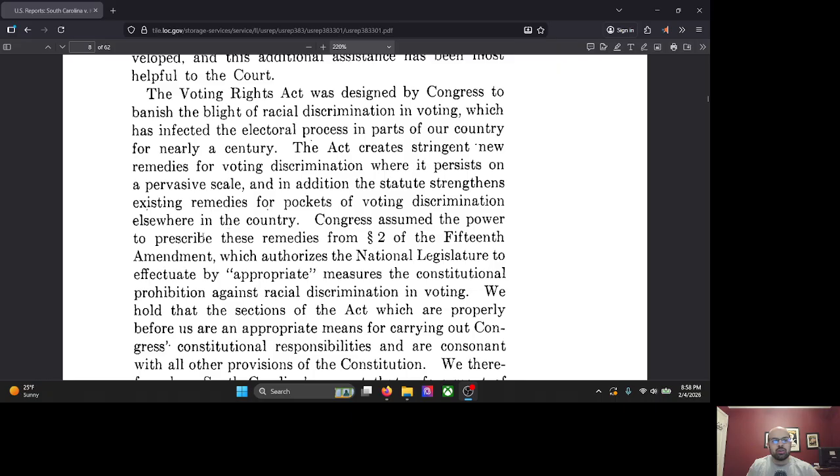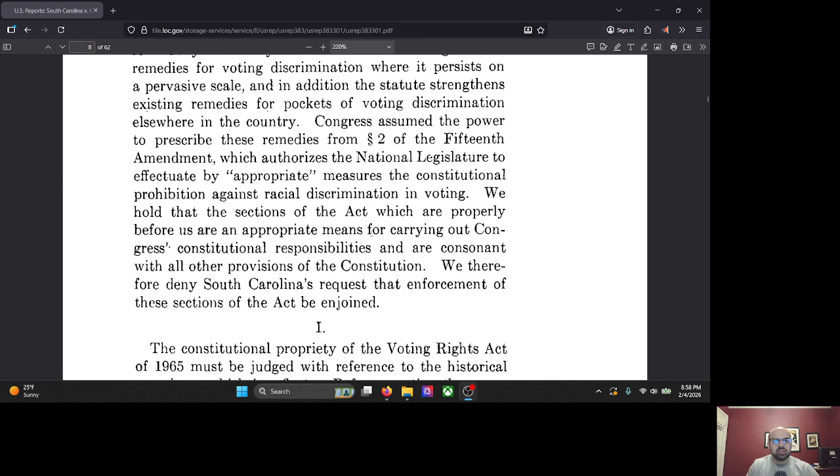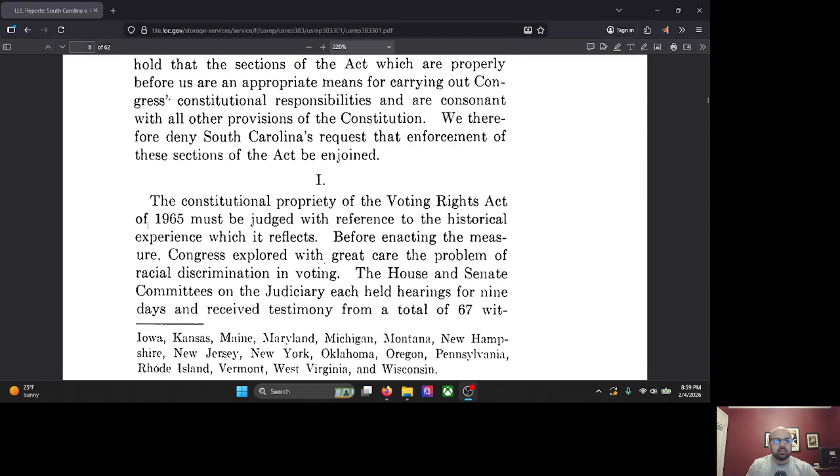Congress assumed the power to prescribe these remedies from subsection 2 of the 15th Amendment, which authorizes the national legislature to effectuate by appropriate measures the constitutional prohibition against racial discrimination in voting. We hold that the sections of the Act which are properly before us are an appropriate means for carrying out Congress's constitutional responsibilities and are consonant with all other provisions of the Constitution. We therefore deny South Carolina's request that enforcement of these sections of the Act be enjoined.